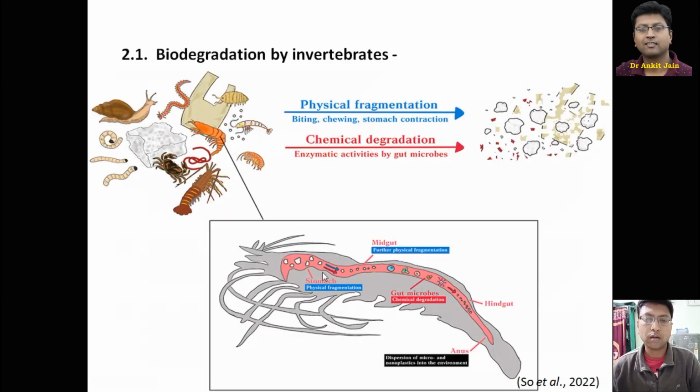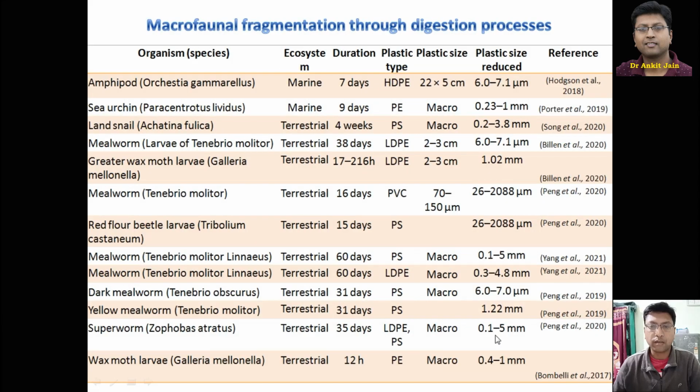Abiotic degradation I already described. Now we come to the biotic degradation. First, the biotic degradation of plastic is done by invertebrates. They are found in the soil as well as in the marine ecosystem. The invertebrates have different gut microbes. They chew the plastic and reduce its size, and finally it is consumed by gut microbes, and the microplastics and nanoplastics come out in the feces.